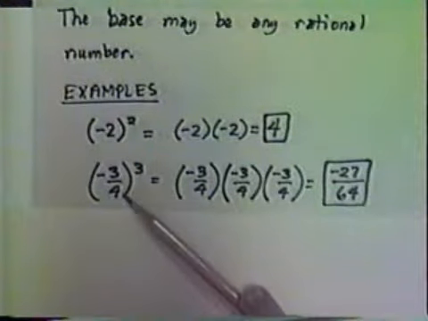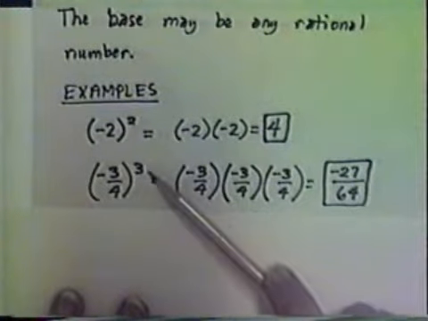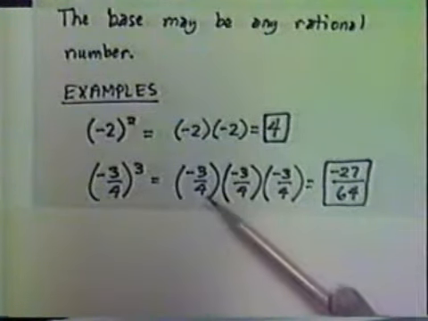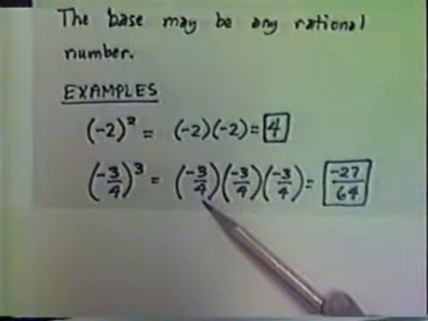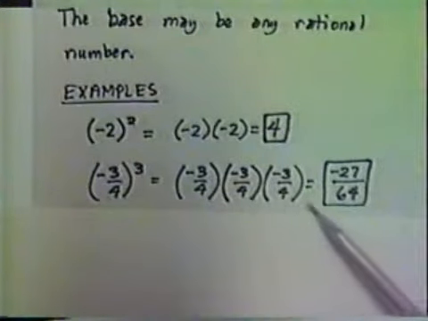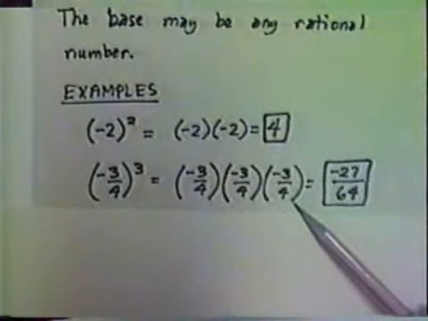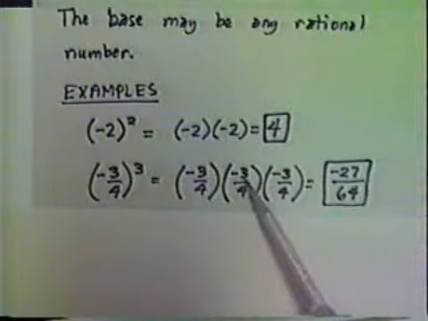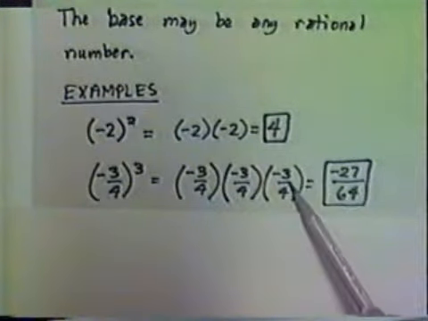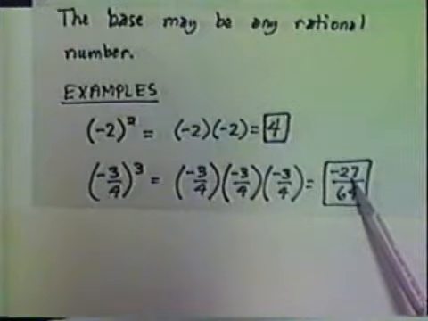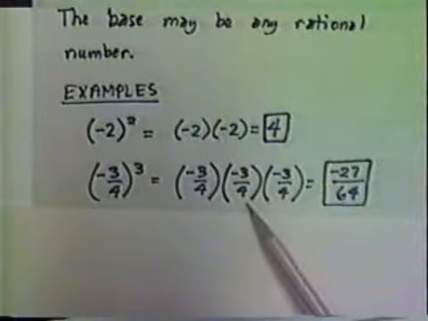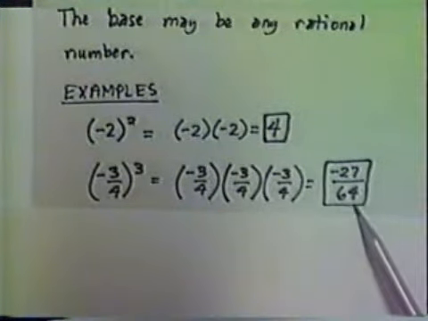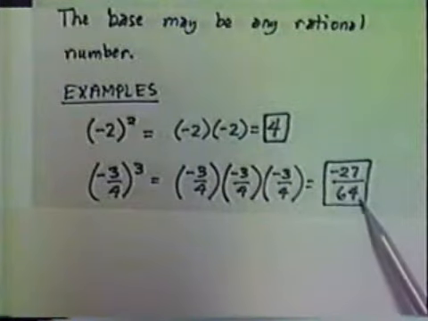We can have a fraction, -3/4 to the power 3. This means -3/4 is used as a factor 3 times: -3/4 times -3/4 times -3/4. Multiplying, we multiply -3 times -3 to get +9. +9 times -3 gives -27. For the denominator, 4 times 4 is 16. 16 times 4 is 64. Our answer is -27 over 64.